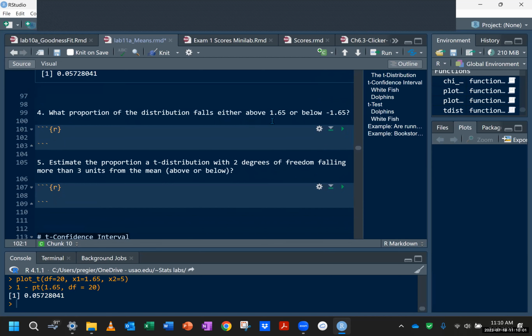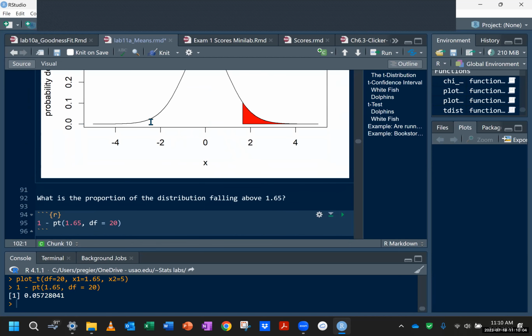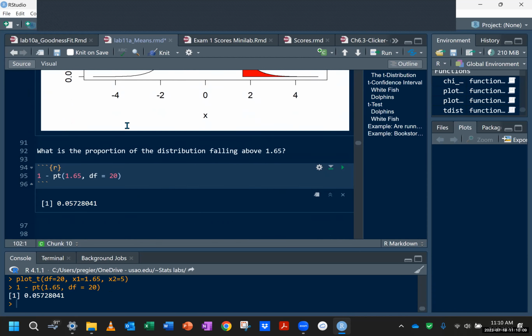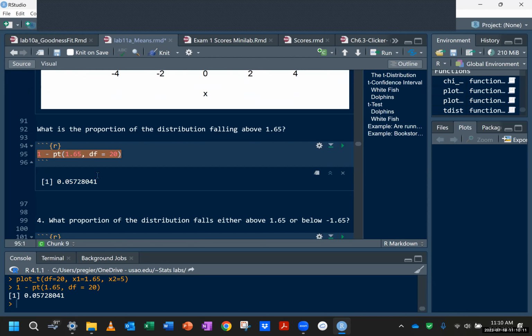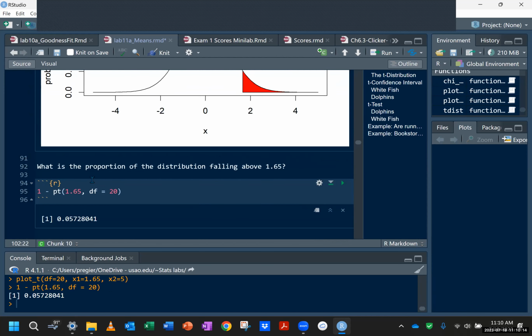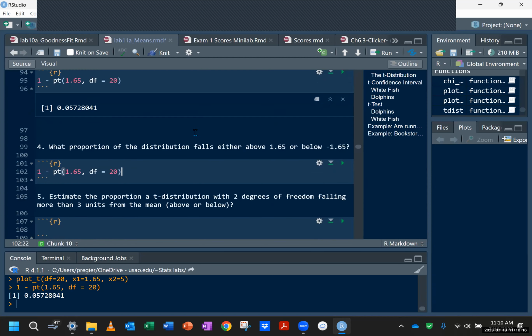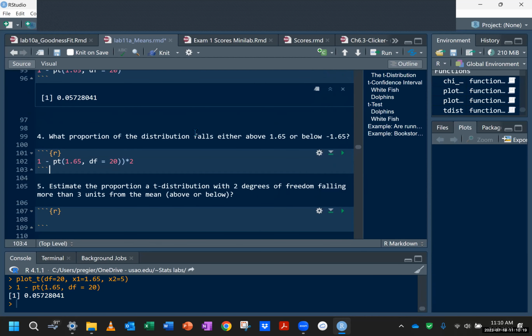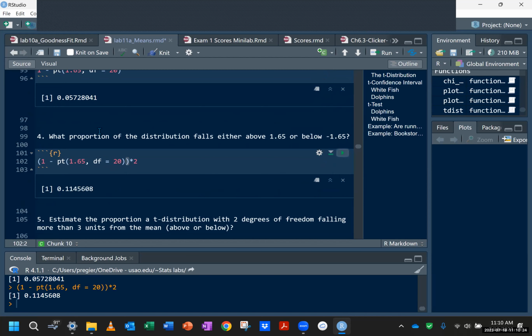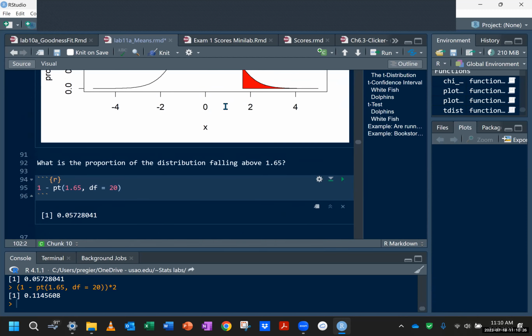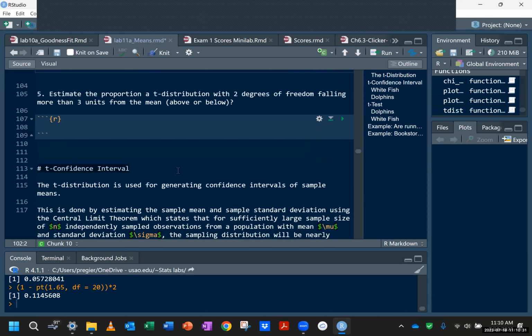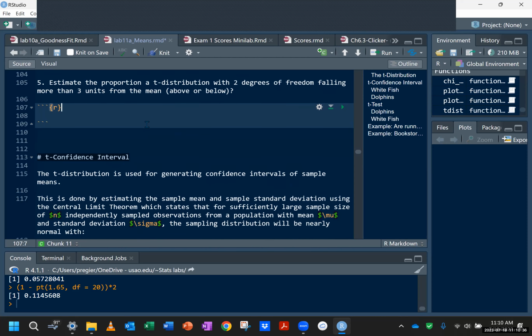What about we're looking at above 1.65 or below -1.65? So if I plot this, but also flip it, that's interesting. Since it's symmetrical about the mean, notice the center of our t-distribution is 0. We'll just double that. So if we double that value, we get the probability of being above 1.65 or below negative 1.65. I'll let you work on number 5.